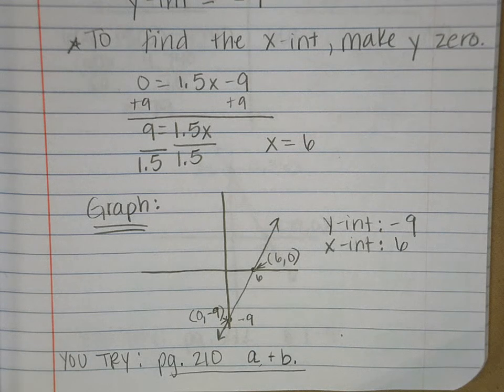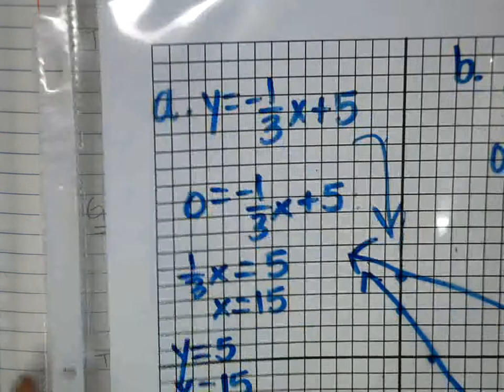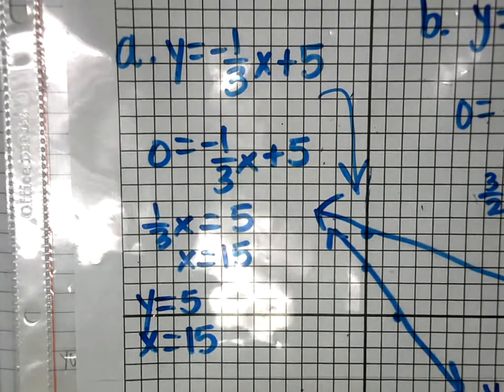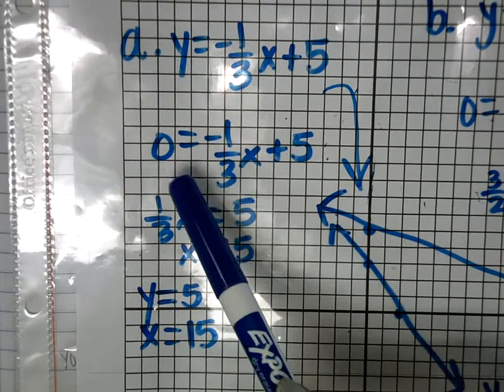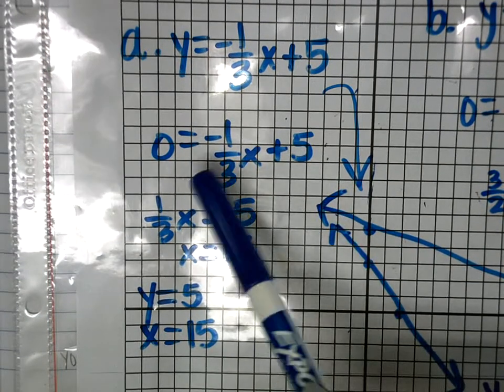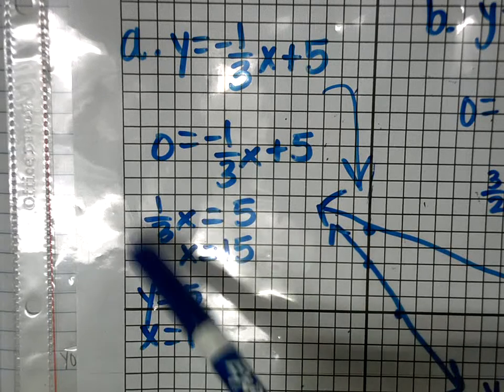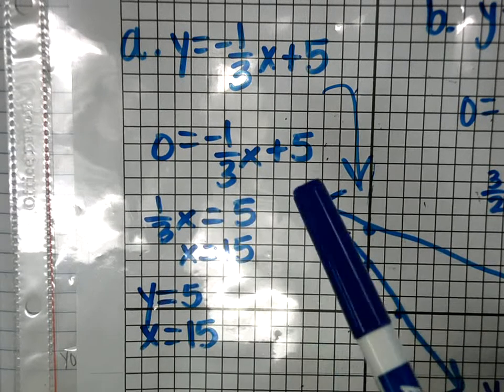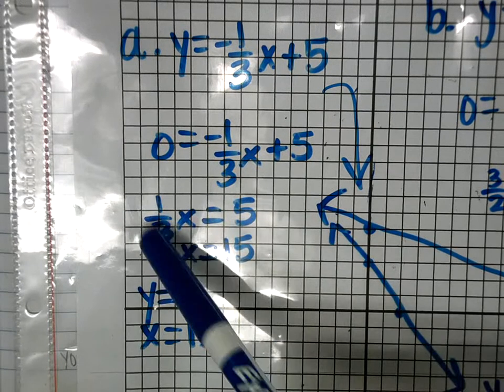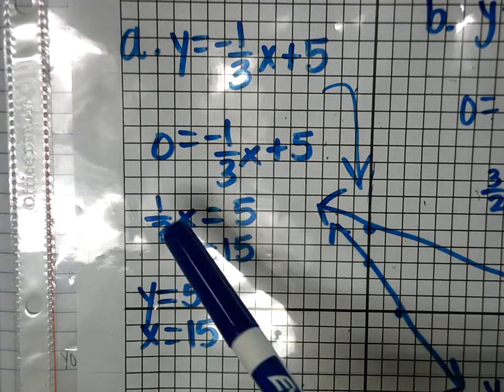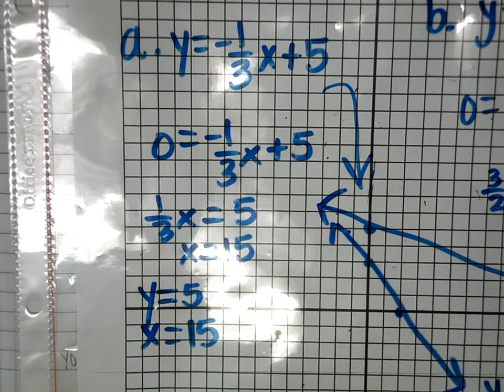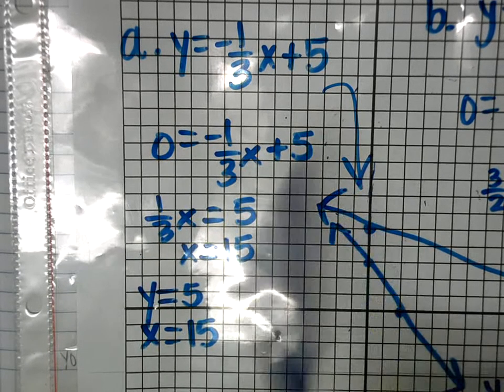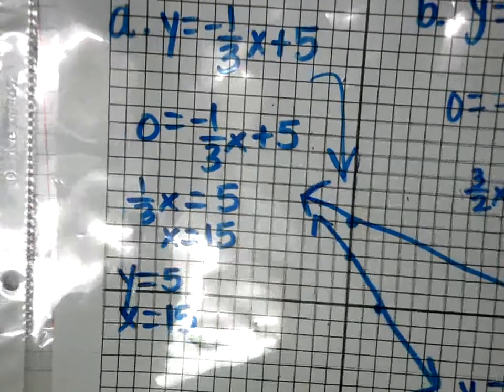Let's see how you guys did. On A, we have this negative 1/3 x plus 5. So I rewrote it here for you. And all I have to do is make the y 0. I can add the 1/3 x over to the left, so that way I get rid of the negative. And remember, these fractions we just cross multiply. So we should get x equals 15. The y is 5. So I graphed it right here.